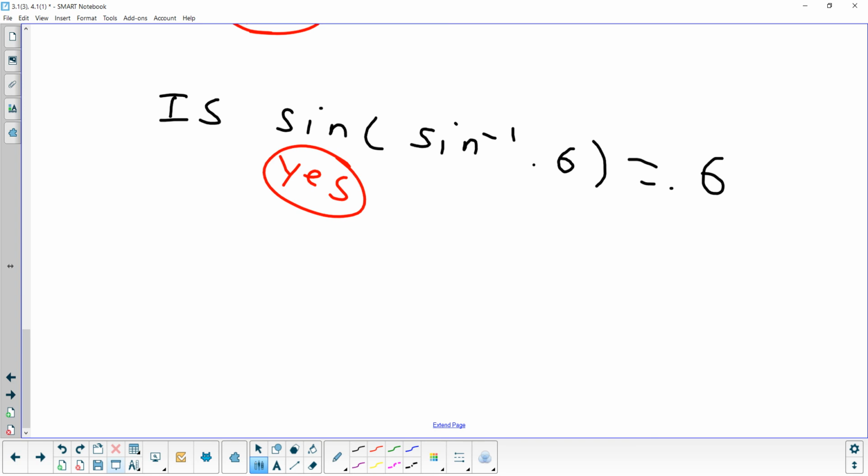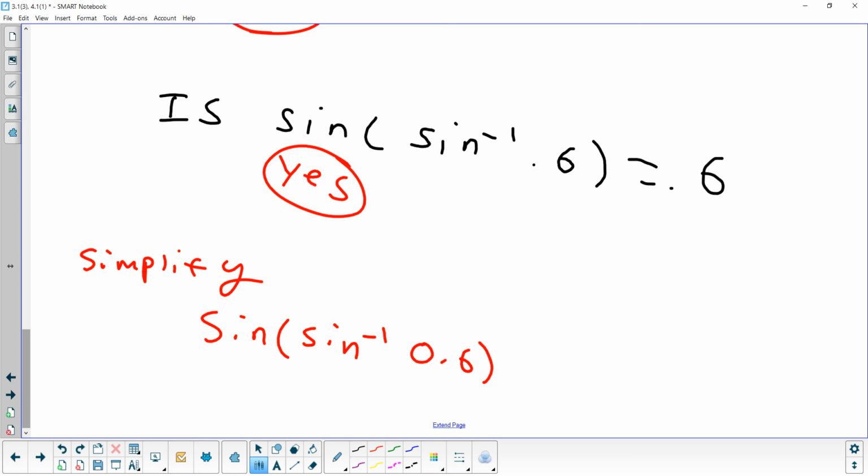Now, one other way you could see a question like this worded is instead of a yes or no, you could say simplify, and I could do sine of the inverse sine of 0.6. If the directions say simplify, and you write yes, I'm going to write no. That's wrong. You can't write yes if it says simplify. What would I be looking for if it says simplify there?